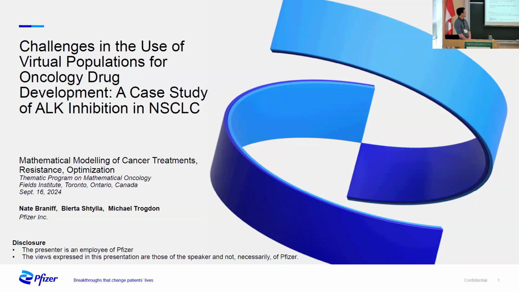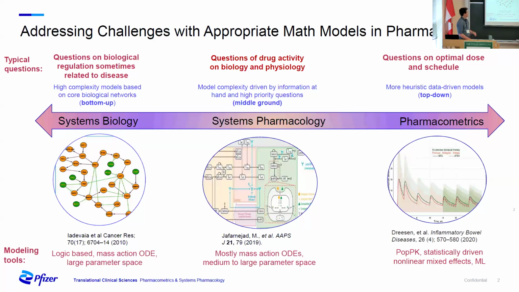Thanks for the opportunity. Just for context, I'm coming from the systems pharmacology group at Pfizer. This is a mechanistic modeling group, but it sits on the spectrum between academic systems biology and more applied pharmacometrics targeted at specific development questions. So we sit in the middle. We work with medium scale models, mostly ODEs, thinking mechanistically, but much more targeted at answering applied questions in development.